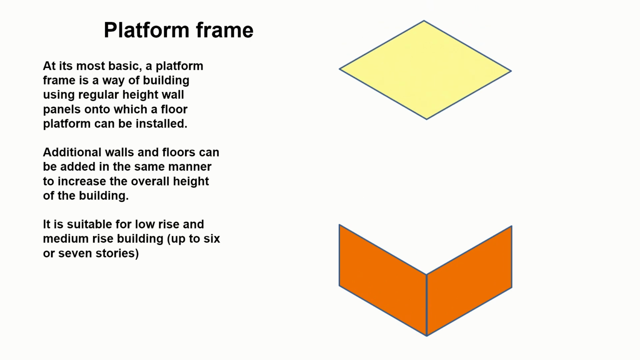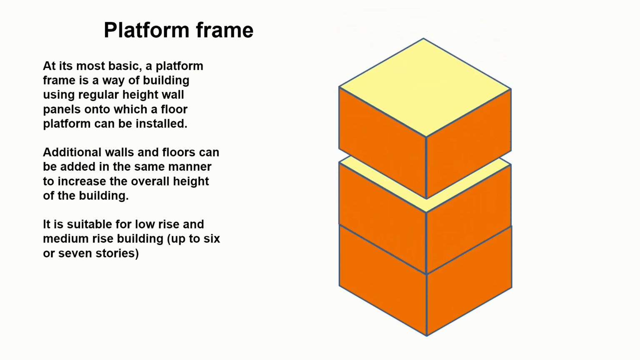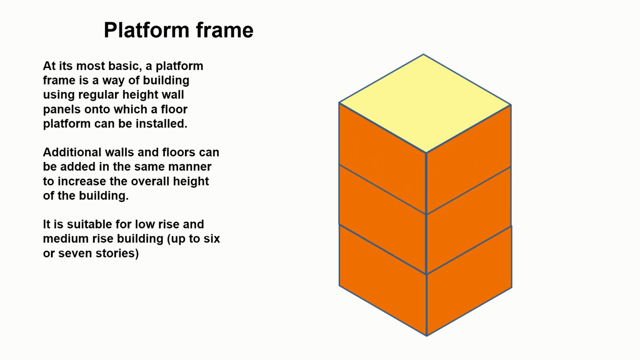So at its most basic, a platform frame is a way of building buildings in one level at a time. So you would use a regular height wall panel onto which a floor can be installed, and then the next floor would be built up off of that platform, and so on and so forth until you reach the desired height. It's suitable for low-rise buildings, regularly used for houses of 1 to 3 stories, and it is possible to build up to 6 or 7 stories.